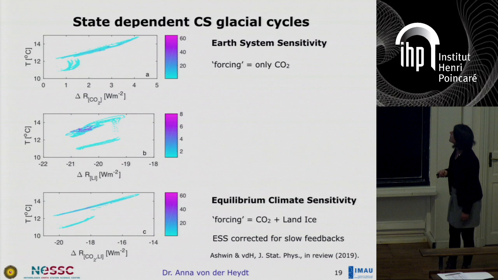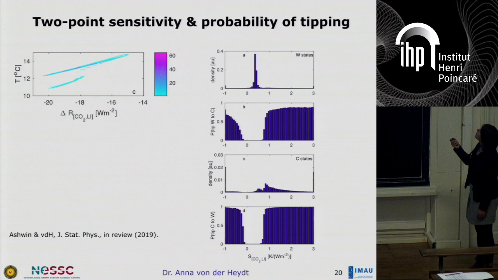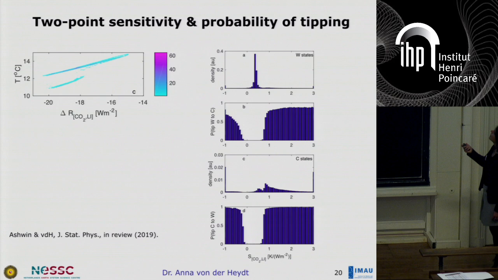And I'll focus on this part here to see what kind of two-point sensitivities we get from this attractor. And actually we can draw a line here between the two regimes. For the warm states, we get quite a sharp distribution of sensitivity because this is almost a line here, right? We have only weak variation. The probability to tip from the warmer to the colder one is large only outside this peak, basically. Well, a little bit here at the shoulders.